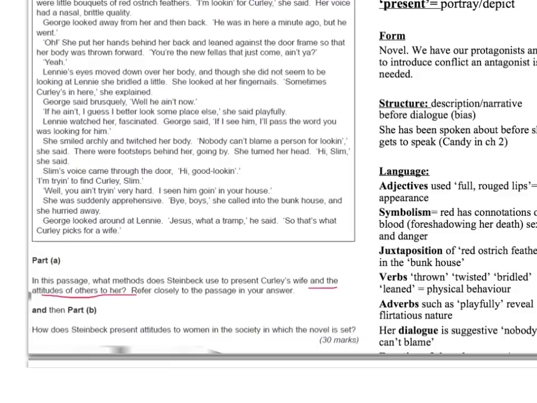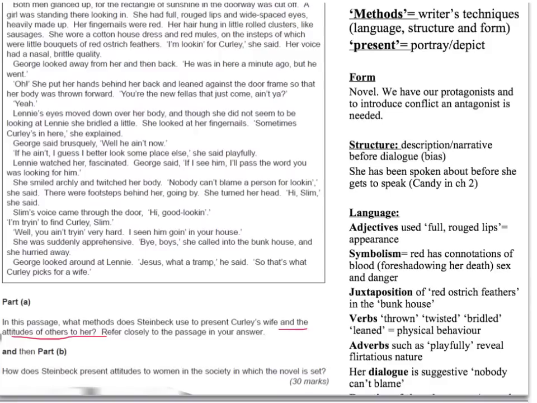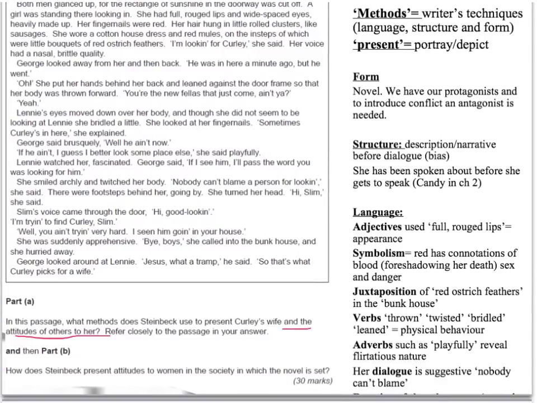They just focused on the presentation of Curly's wife, and therefore denied themselves some marks through just not reading the question. The second part is, how does Steinbeck present attitudes to women in the society in which the novel is set? Quite interesting. And again, a number of students just focused on Curly's wife without thinking about, say, references to the cat house, or even to Aunt Clara, other things they could have talked about. So we know that if we're trying to get an A-star, we're going to be expected to look at form, structure and language.